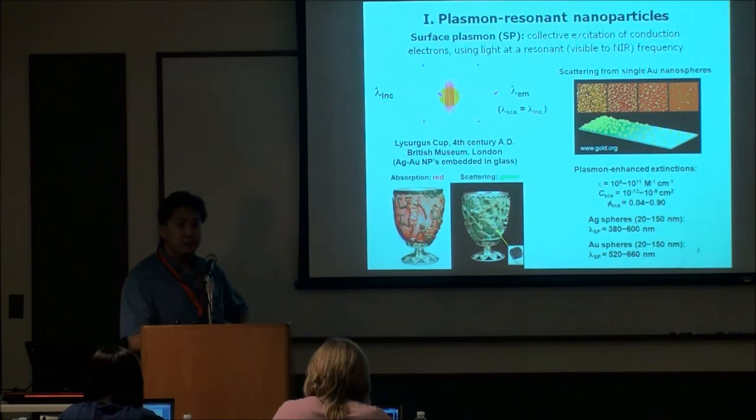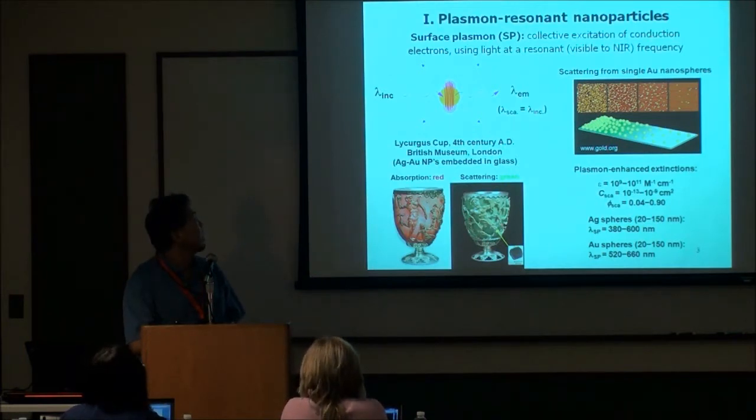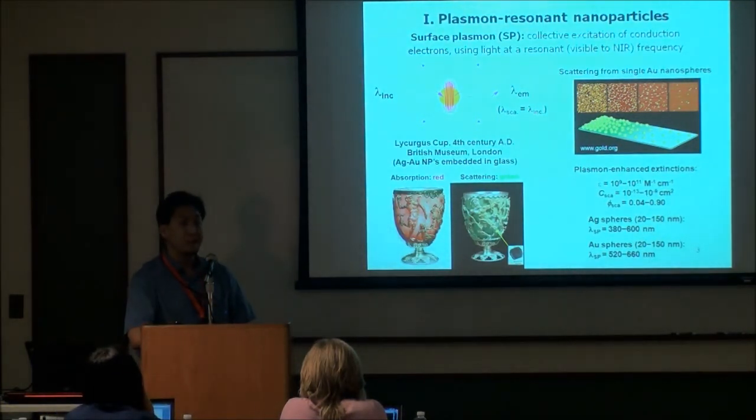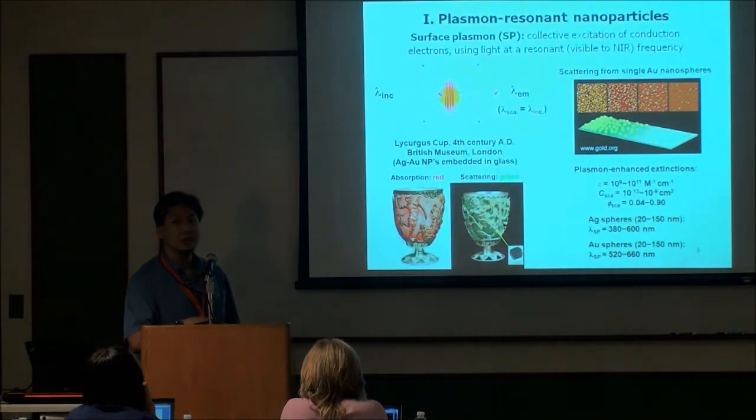So the definition we're going to use today of surface plasmons, which abbreviates SP, is that this is defined by many people as a collective excitation of conduction electrons, free electrons, using light at a resonant frequency, and usually that light is in the visible to near IR range. Now, this is a dynamic concept. There are actually new forms of plasmons coming out, and we're not going to talk about those. So this is more or less a classic definition of what a surface plasmon is.